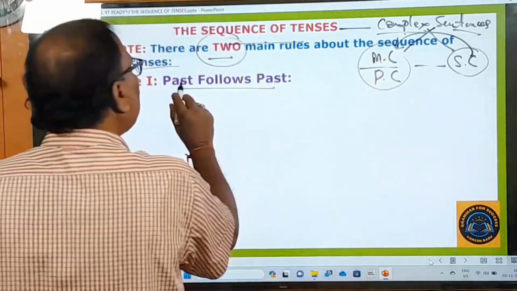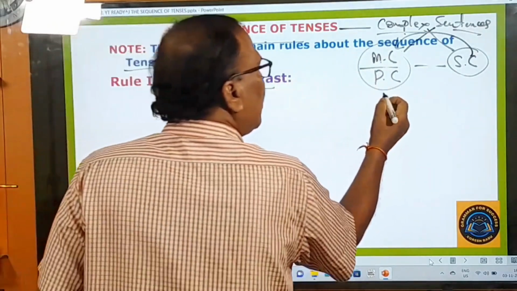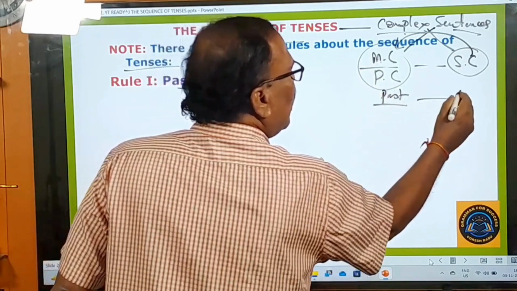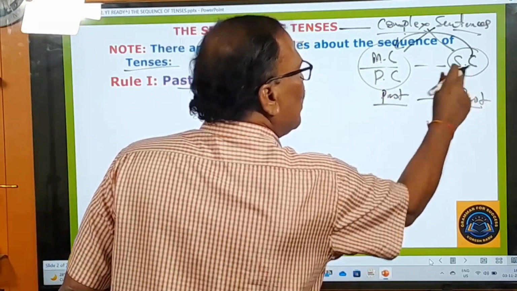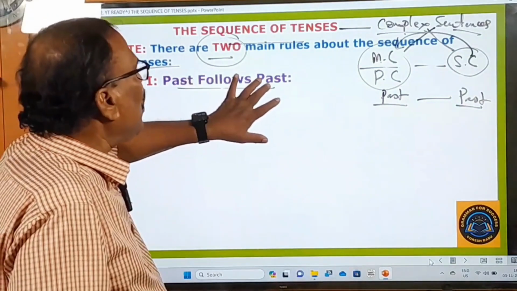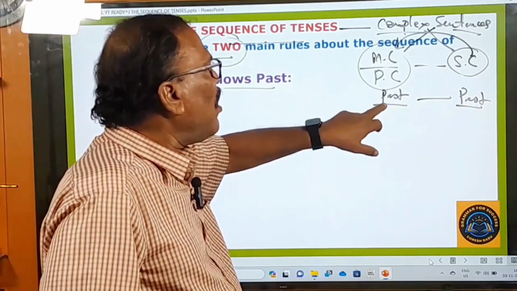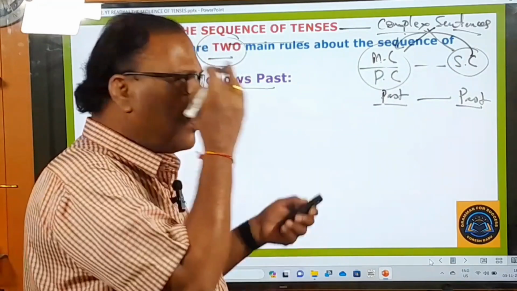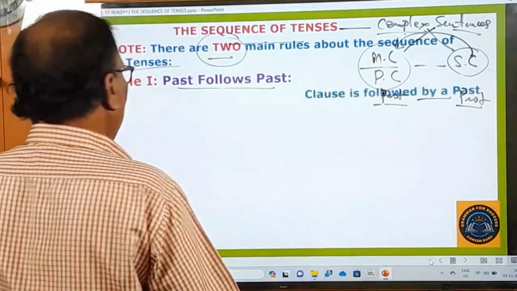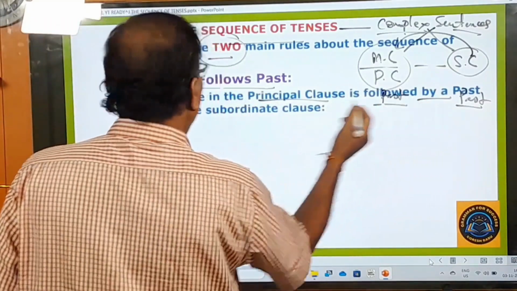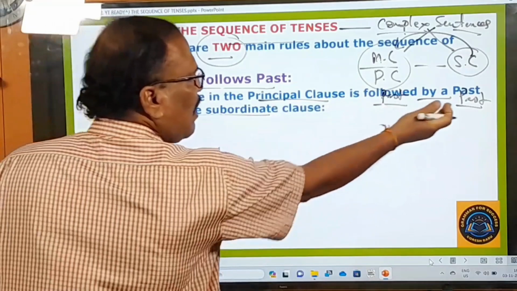Here past follows past is there. That means if there is past tense in the main clause or principal clause, there must also be past tense in the subordinate clause. That is the rule. Past follows past means if there is past tense in the main clause, there must be past tense in the subordinate clause also. That is the rule. And this is explained here: a past tense in the principal clause is followed by a past tense in the subordinate clause. I have already told you this.